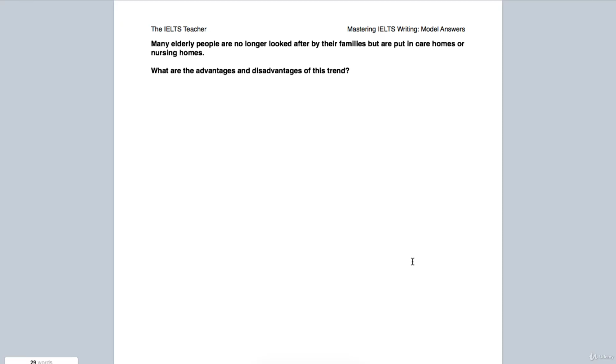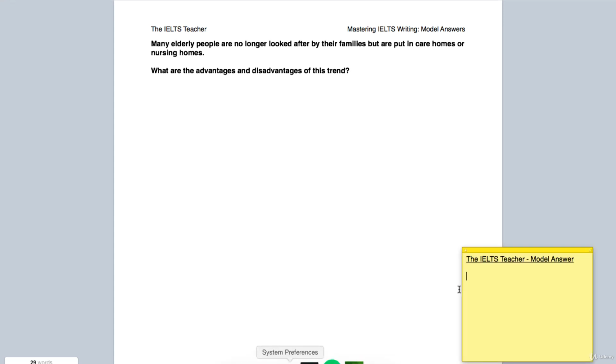If we read this one together, we have: many elderly people are no longer looked after by their families, but are put in care homes or nursing homes. What are the advantages and disadvantages of this trend? So just like last time, as I just said, we have a discussion essay. Very, very simple. Advantages and disadvantages.